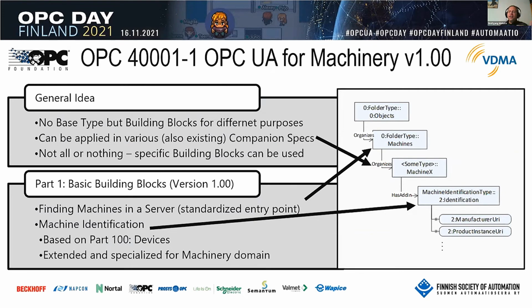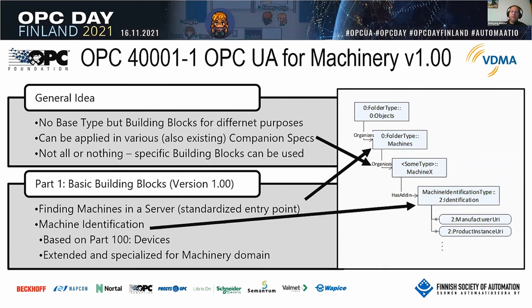The one is the machinery specification. The first release, version 1.0, was in 2020. The general idea is we don't define a base type like a base machine type that you have to derive from, but we do define building blocks for different purposes, and you can apply those building blocks. It's not an all or nothing. You can say, this is something I want to do, but I don't want to expose, for example, the components of the machine. For my use cases, I don't need this, then you don't need to use this one, but maybe some other things you're using.